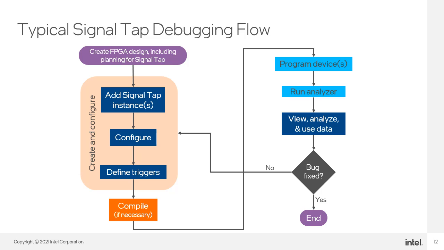If the bug is found and fixed, the debugging flow is complete and the logic analyzer can be removed from the design if desired. If not, the logic analyzer can be reconfigured or the trigger conditions adjusted to try looking for the problem again or to look for other bugs. All the procedures mentioned in this training will fit within one of these main tasks.